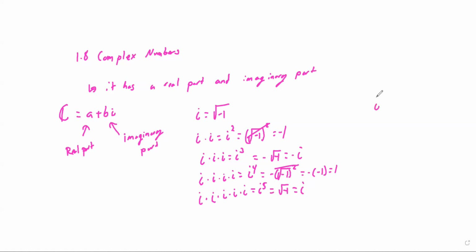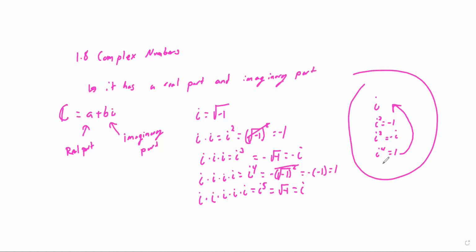So the pattern goes: hold on. i squared would be -1, i cubed would be negative i, i to the fourth would be 1. And then it repeats. So i to the fifth is just equal to i, and i to the sixth would be -1, and so on, and so on. This is a very important pattern that you need to know, and this is basically what makes up a complex number.